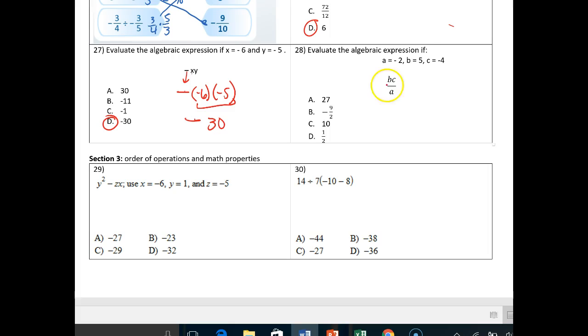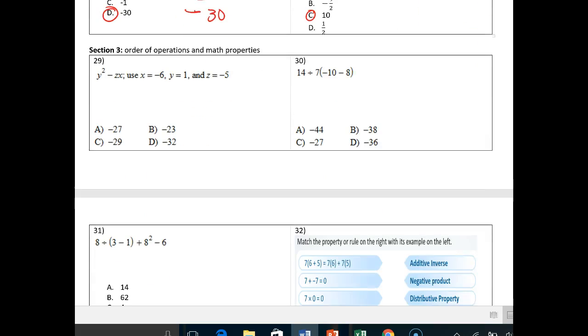Number 28, B is 5, C is negative 4, so 5 times negative 4 divided by negative 2. Do 5 times negative 4 first, which is negative 20 divided by negative 2. What's negative 20 divided by negative 2? It's positive 10. All right, order of operations we're plugging in.